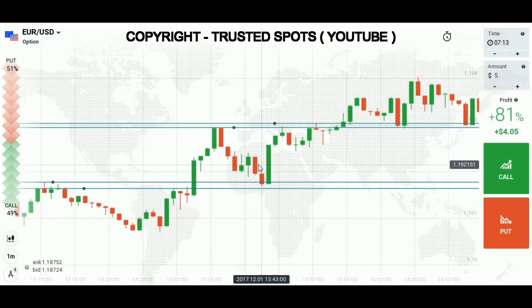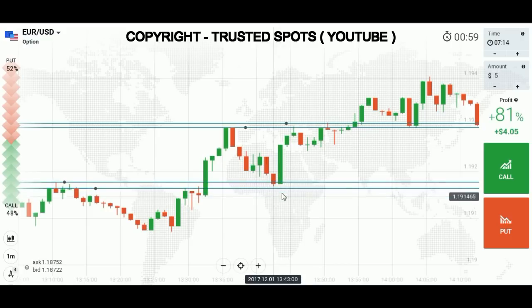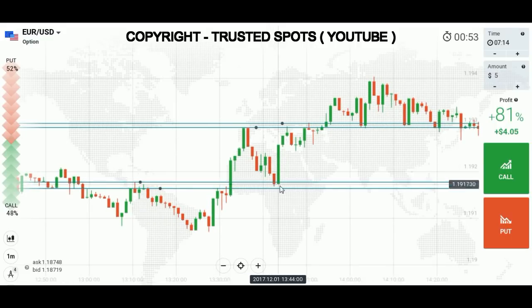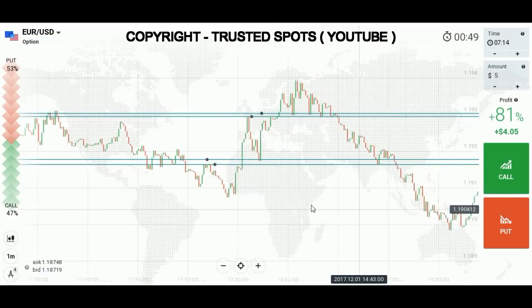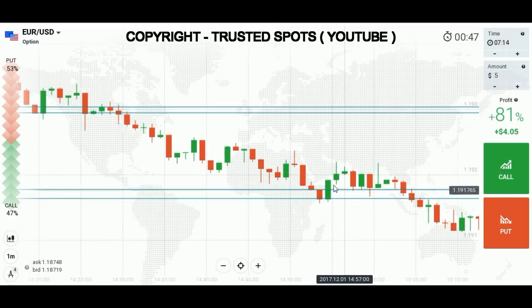This is an evidence that this is now a support, and this is the first time that you have got the evidence. So you need to be very careful, and you need to wait for the market to touch this level again, and I'm sure that this level will work fine. And you can see it worked. It reverses the market.